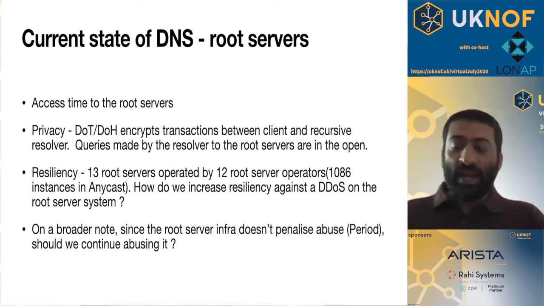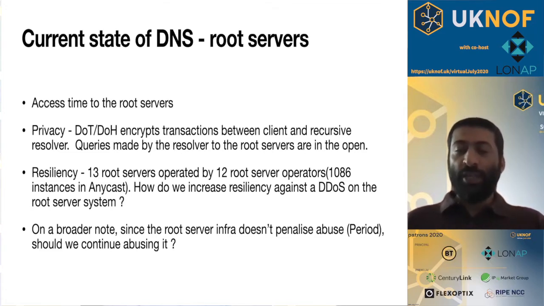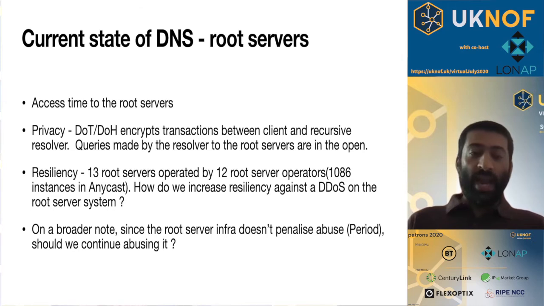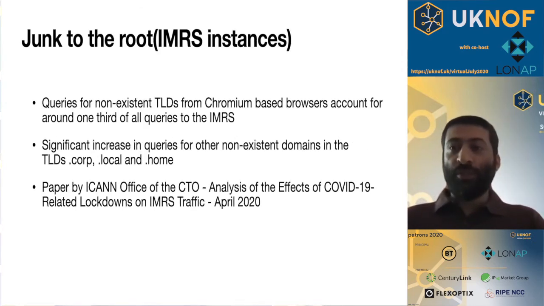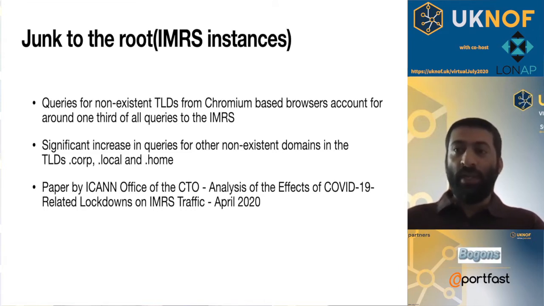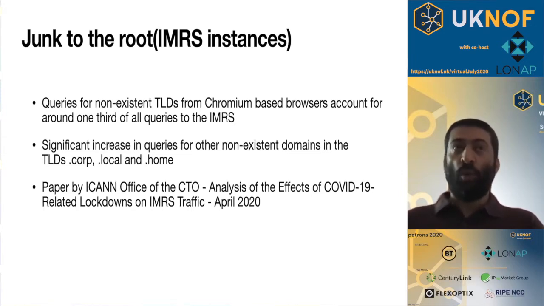So the broader question that I am posing today is: since the root server infrastructure does not penalize abuse, should we continue abusing it? ICANN-OCTO, which is the Office of the CTO, did a study sometime back in April looking at traffic patterns to the root server. ICANN is one of the root server operators, managing the L-root server. They looked at traffic patterns, more specifically to a few of the instances located in France, and one of the observations was the volume of junk queries to the root.